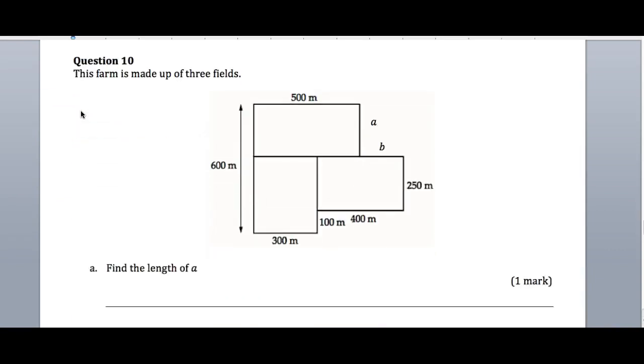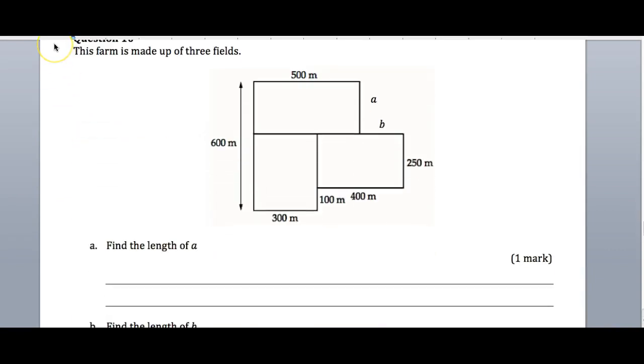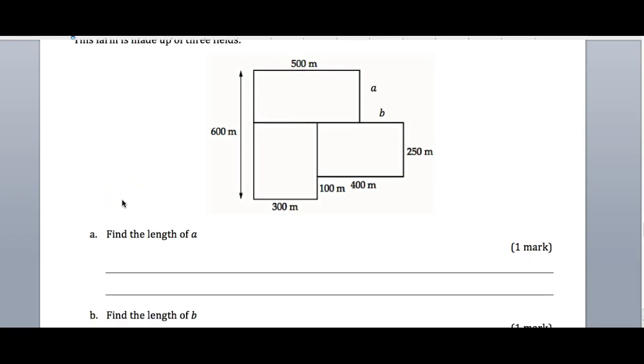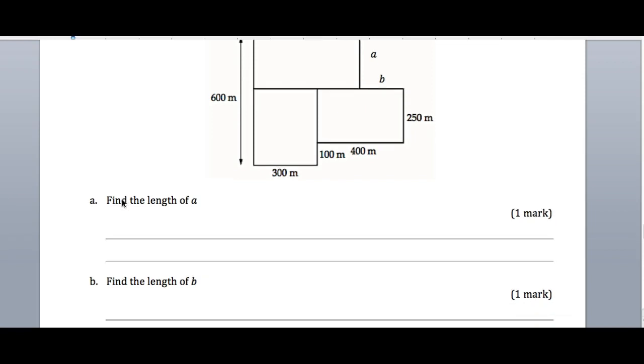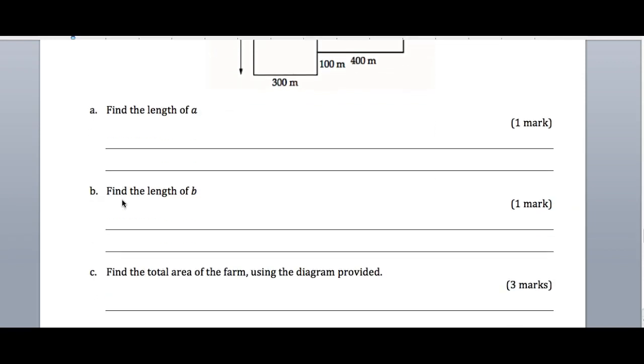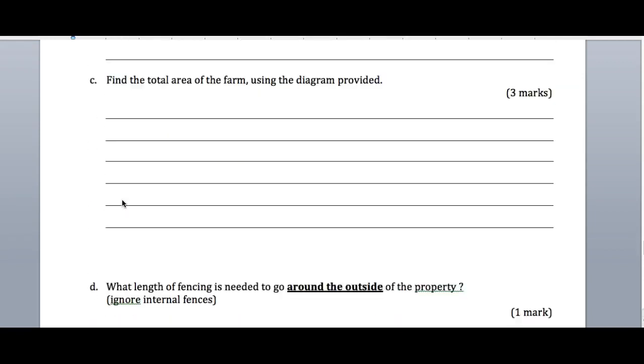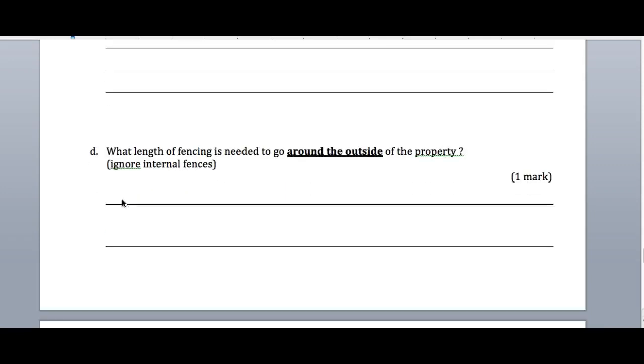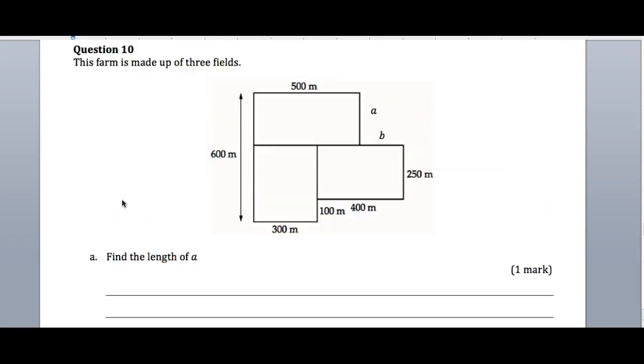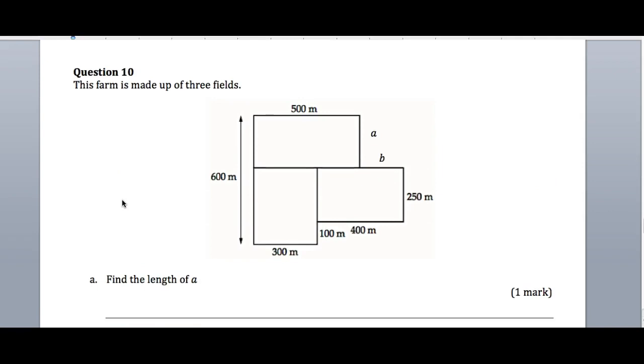Okay, question 10. So this farm is made up of 3 fields. Okay, because there's multiple questions, I'm going to try to just read through them all and then come back. So we're going to find A, B, and then the total area, and then we've got to find the perimeter. Okay, so let's start with finding A.